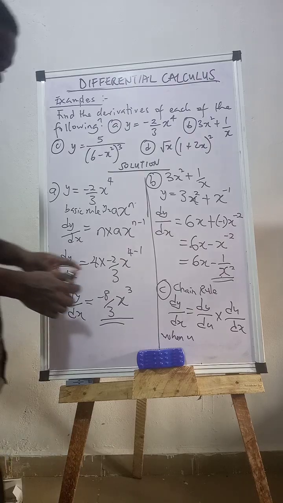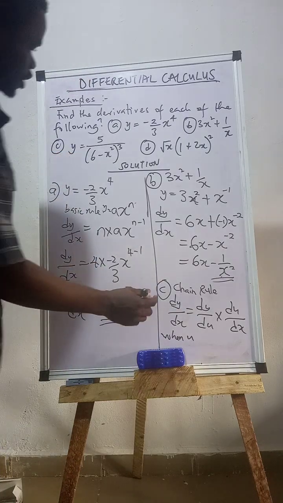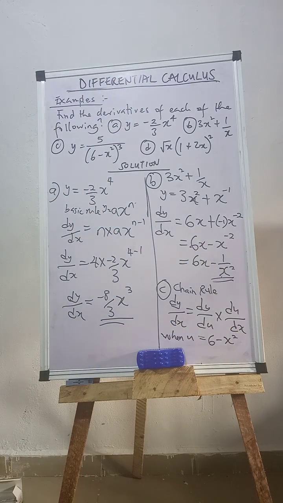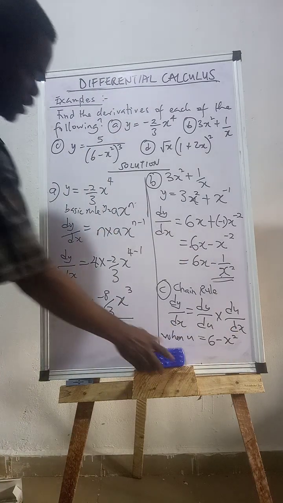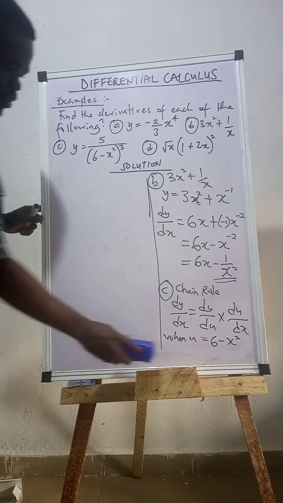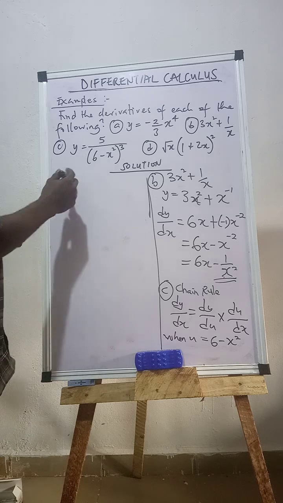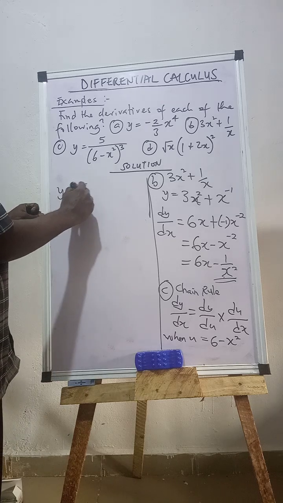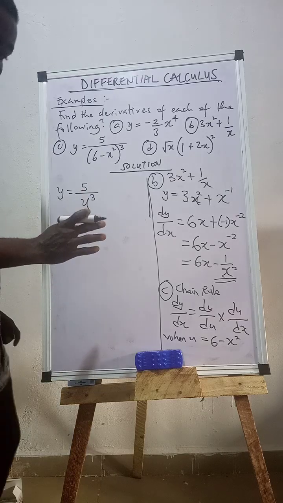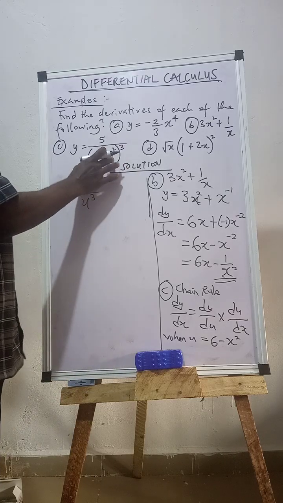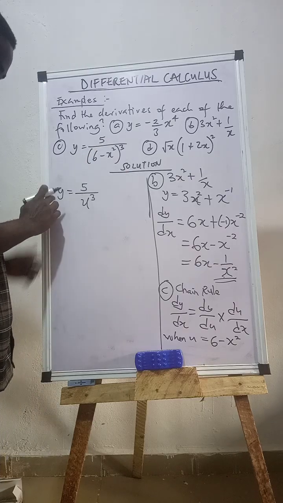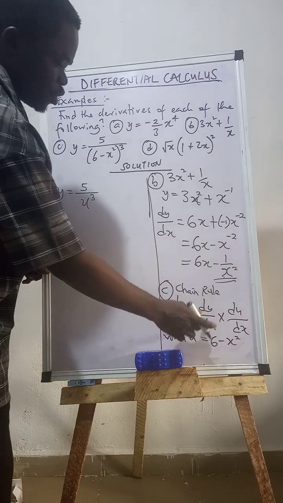What we mean is that in this situation, u is equal to 6 minus x squared. Why did we choose 6 minus x squared? Because when we do that, it makes it easier for us to resolve it. Therefore, we are now saying y is equal to 5 all over u raised to the power 3. Before, we were having a complex variable which was so hard to resolve, but now that it is like this, it becomes easier. This is why u, that's why dy over du is there.